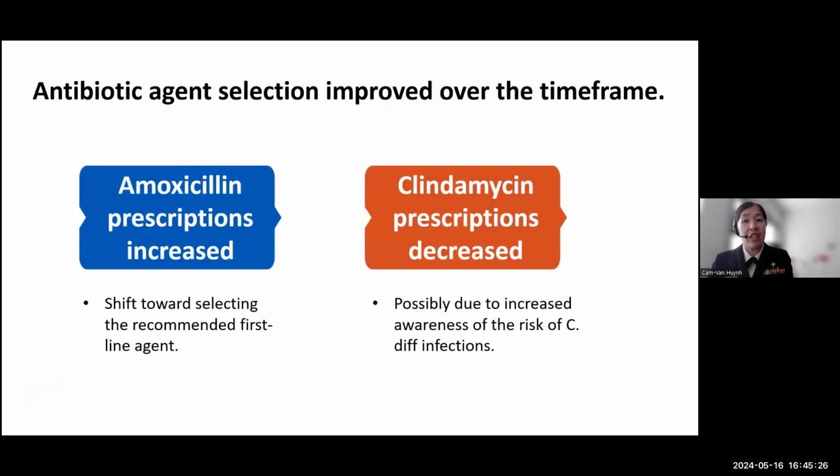However, antibiotic agent selection improved over the time frame. Amoxicillin prescriptions increased, representing a favorable shift towards selecting the recommended first-line agent for dental indications, and clindamycin prescriptions decreased, possibly due to growing awareness of the risk of C. diff infections related to its use.